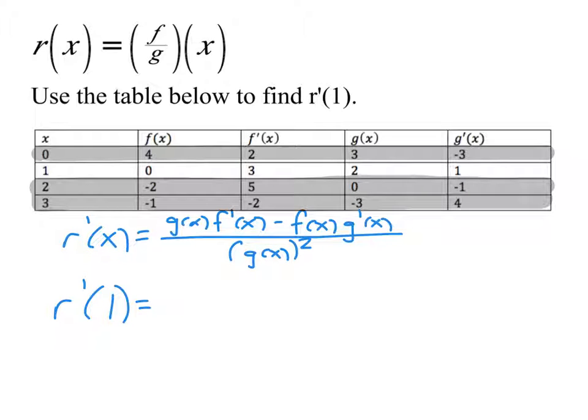All right, so what I don't need to worry about is these grayed out rows, because I'm only looking to see what's going on when x is 1 here. So first up, I need g of 1. We can look in our table and see that is 2. Then we need f prime of 1. F prime of 1, we can look in our table, see that is 3, minus f of 1, which is 0, times g prime of 1, which is 1, over g of 1, which is 2, squared.